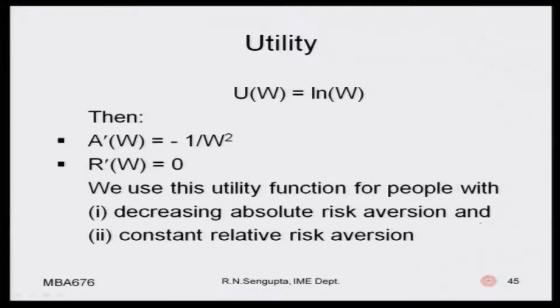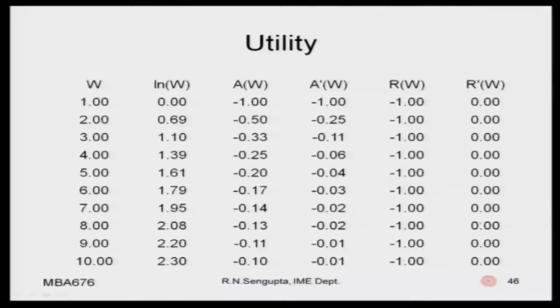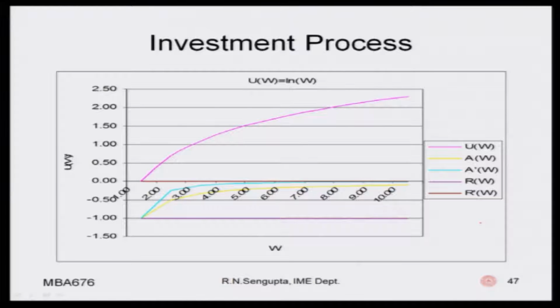Similarly, if you go to the logarithmic utility function, again the A bar and R bar values are given by -1 by W square and 0, and again you can basically quantify a human being depending on whether he is a risk averse person, risk lover, or risk hater, depending on the characteristics of R bar and A bar. Again we have the theoretical values given in the first column, the logarithm of those in the second column, and based on that you can find out R bar and A bar, and then again I draw the curves and they give you the general characteristics of the logarithmic utility function.